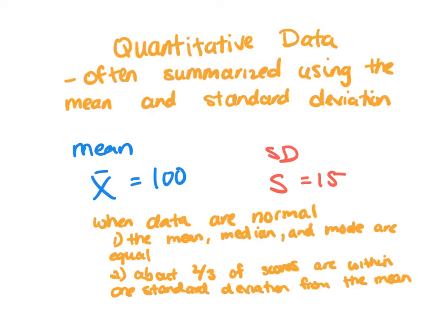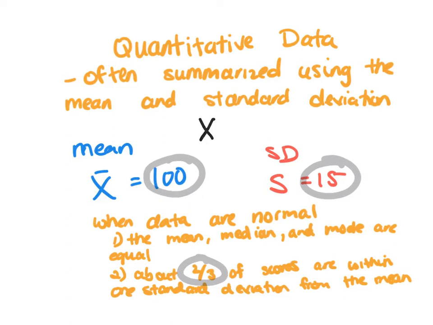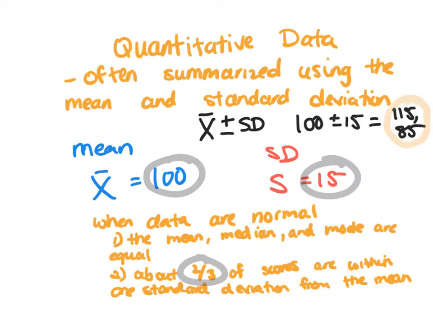If our data are normal and the mean is 100, then the median and the mode are also expected to be 100. Further, if the data are normal, we expect about 2/3 of the scores to be within one standard deviation from the mean. What this means is we expect about 2/3 of the scores to be at the mean plus one standard deviation to at the mean minus one standard deviation. So in this case, we expect about 2/3 of scores to be at 100, give or take 15 units. If we add 15 units, that gives us 115. If we subtract 15 units, that gives us 85. So in this scenario, if the data are normal, we expect about 2/3 of scores to be between 85 and 115. That's one standard deviation below the mean to one standard deviation above the mean.